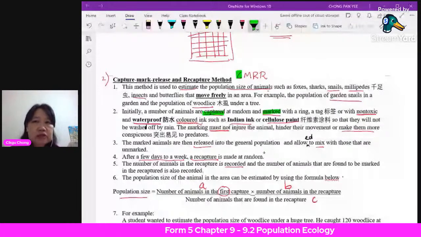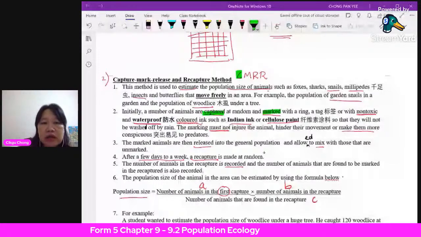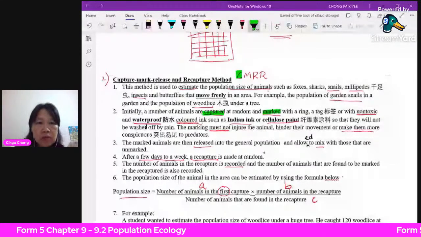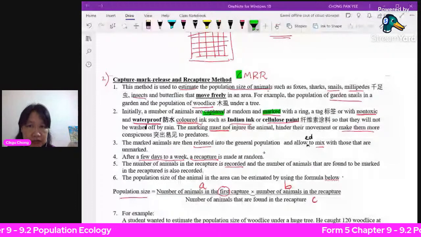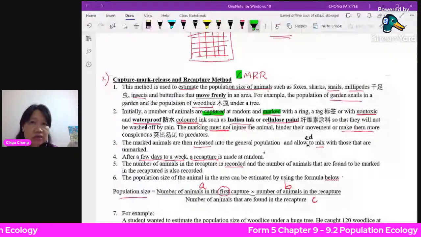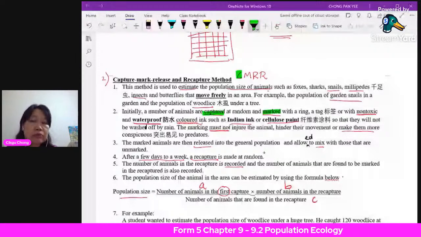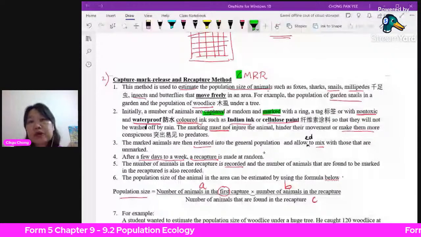But don't put it more than 1 week. Okay, because what happens if it's more than 1 week? More than 1 week, a lot of things can happen to the population. Some will die. That means it will affect the population and become less. Or maybe there's going to be new birth.